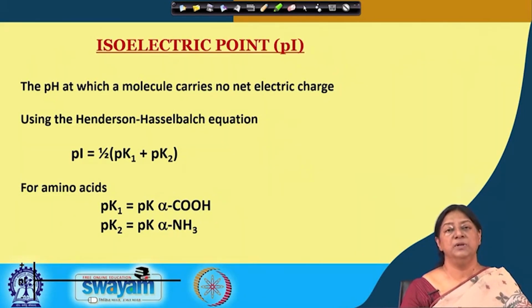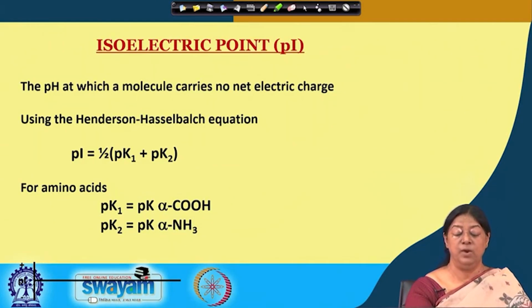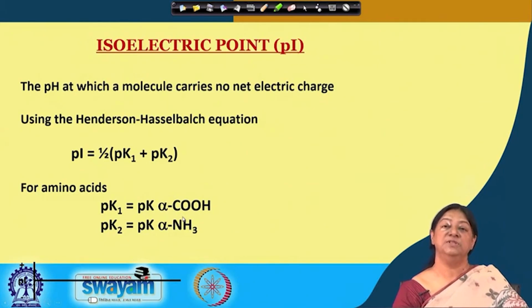The knowledge that we require for this is the pK1 value, the pK2 value and the pKr value of the ionizable side chains. For amino acids without an ionizable side chain, we know that we have a pK1 associated with the alpha carboxylic group, we have a pK2 associated with the alpha NH3+, there should be a plus here associated with this group.